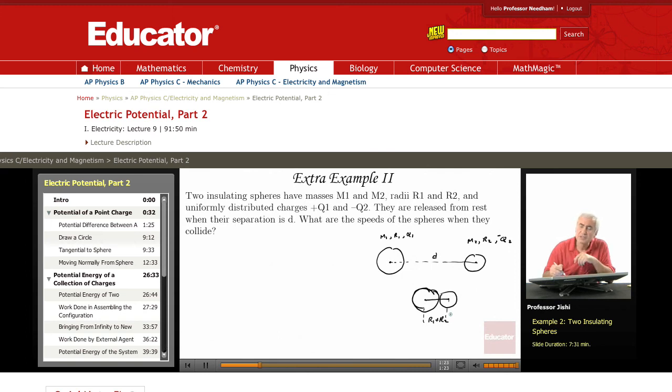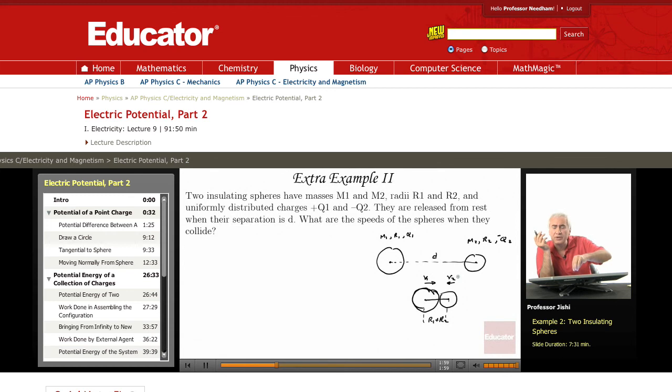So what are their speeds? This one will be moving with some velocity v1, and this one will be moving with some velocity v2. What are v1 and v2? Well, first of all, those spheres carrying plus and minus charge attract each other, and because they attract each other, they move towards each other. That is, there's a force acting on the sphere on the right, a force to the left, and so it moves to the left with acceleration.